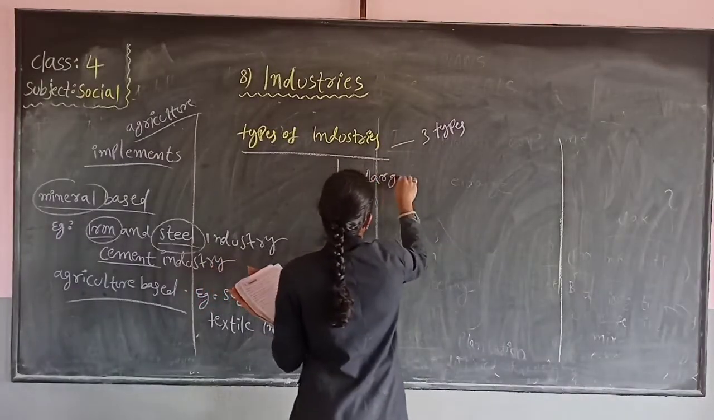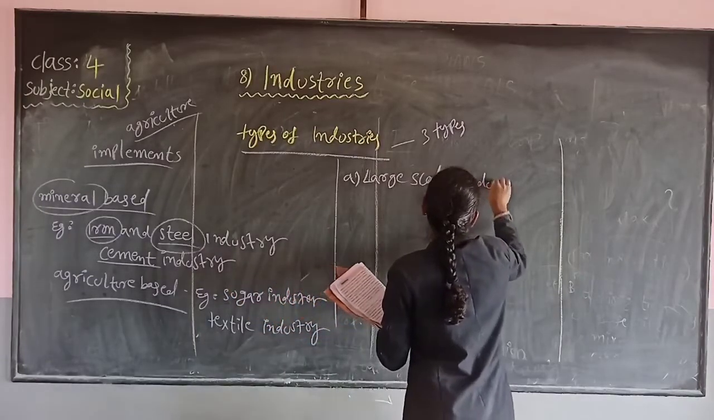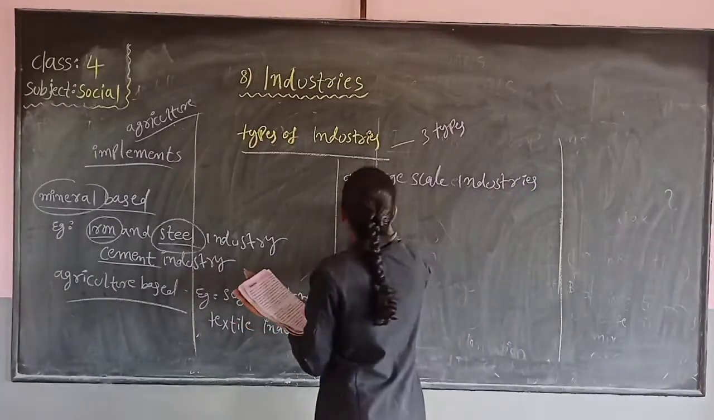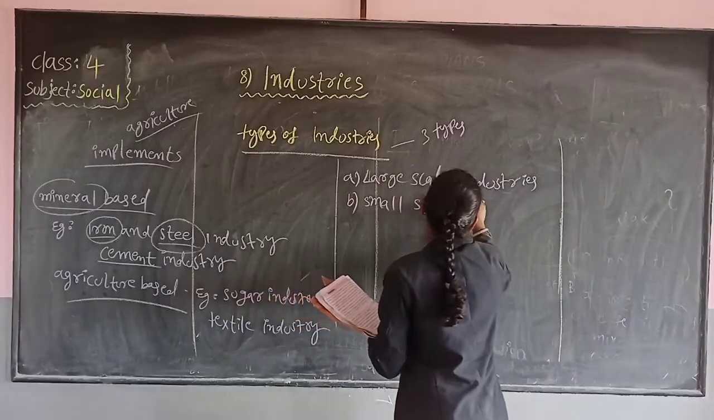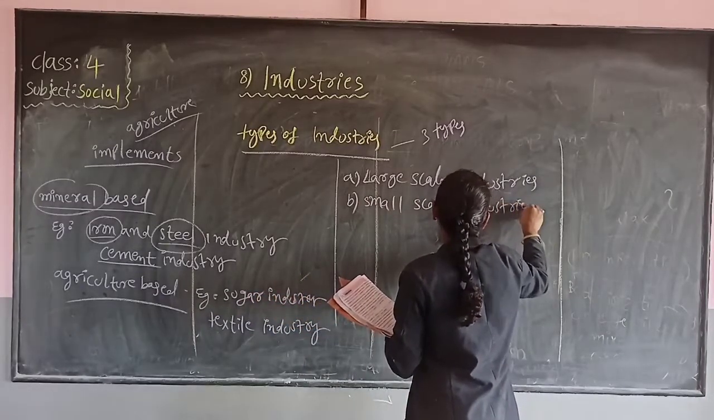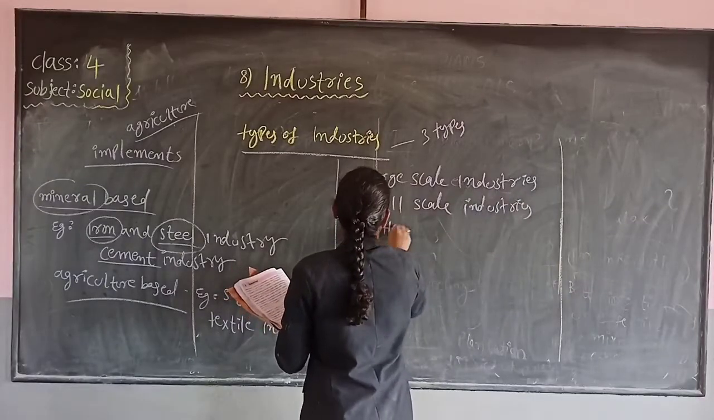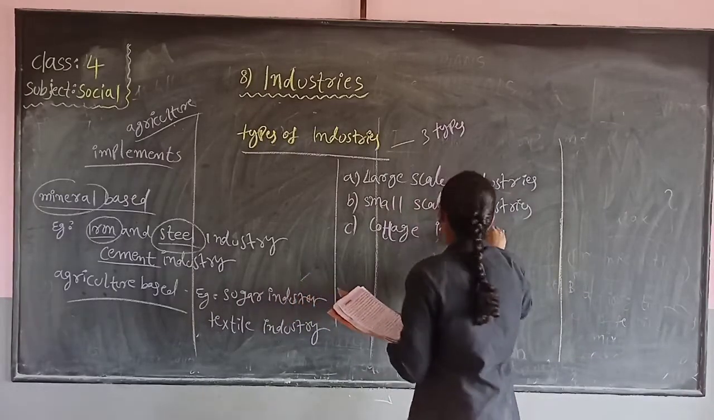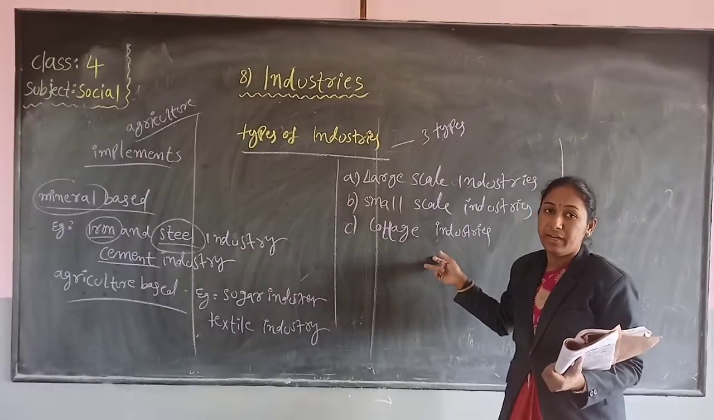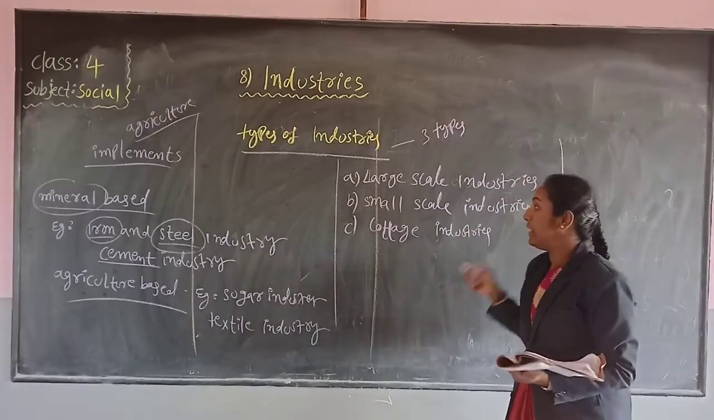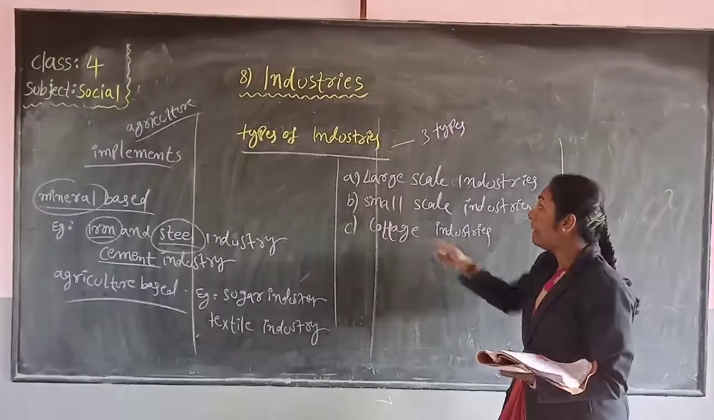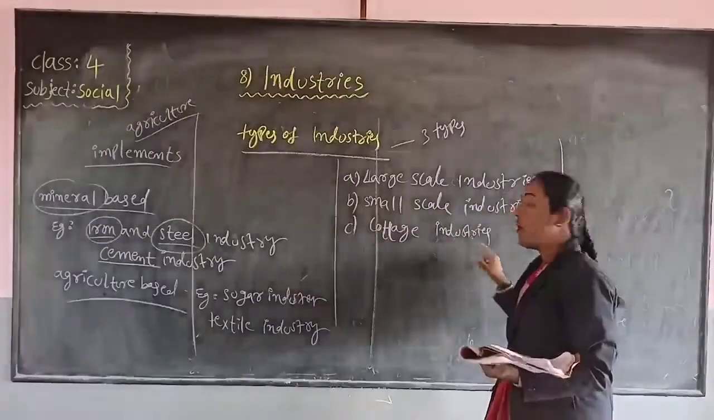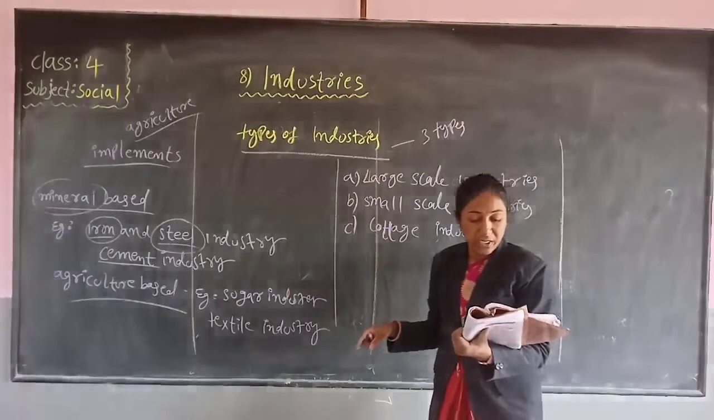First of all, large scale industries. This is the first type of industry. Next one, small scale industries. Third type, cottage industries. These are the three types of industries we have in our country. What are they? Repeat with the children: large scale industries, small scale industries, and cottage industries.